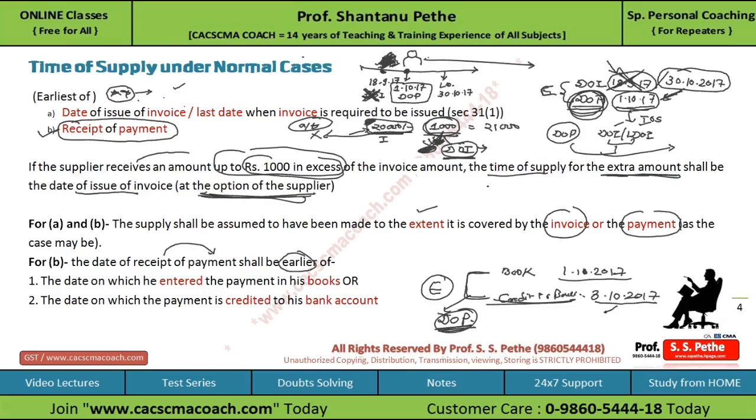Another thing which you have to note specifically here is that date of payment we have used just for simplicity. It is basically the date of receipt of a payment by the supplier. You have to check this. And the date of receipt of payment can be arrived, as I already mentioned, when the amount is entered in the books of the supplier or it is credited to his bank account, whichever is earlier.